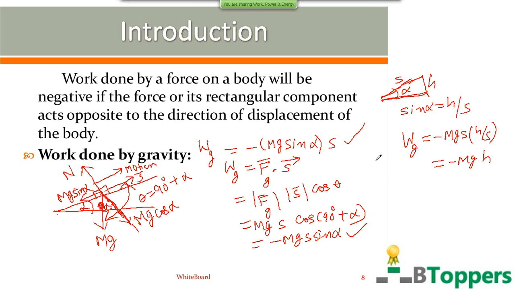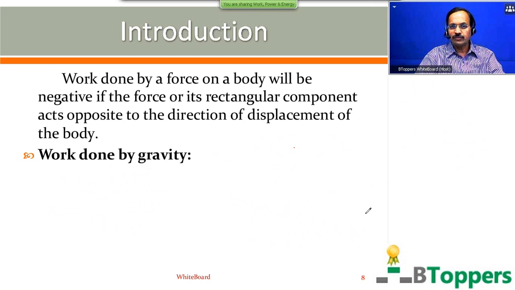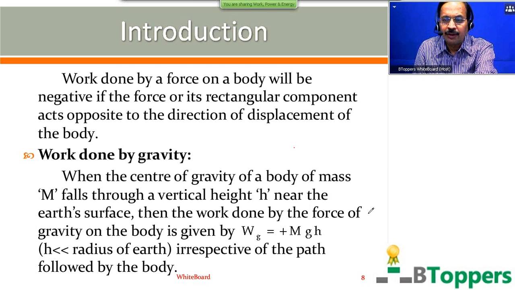And in those problems when the center of gravity of the body falls through a vertical height h near the Earth's surface, that means the body comes nearer to the Earth's surface through a vertical height h, then work done by the gravitational force on the body will be plus mgh, irrespective of the path followed. Because in a good number of problems we have to calculate work done by the gravitational force on the body. So now I am going to show you the same conclusion on the screen.